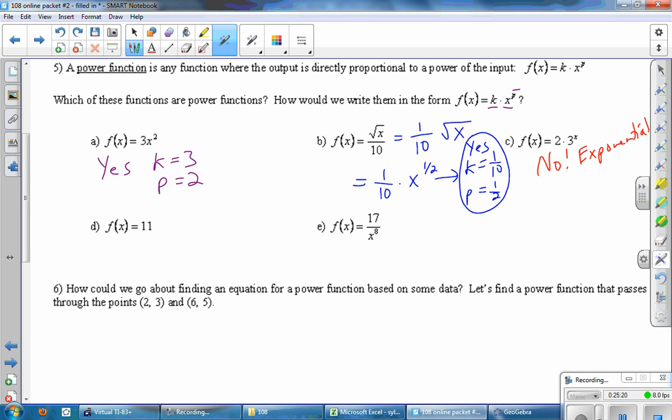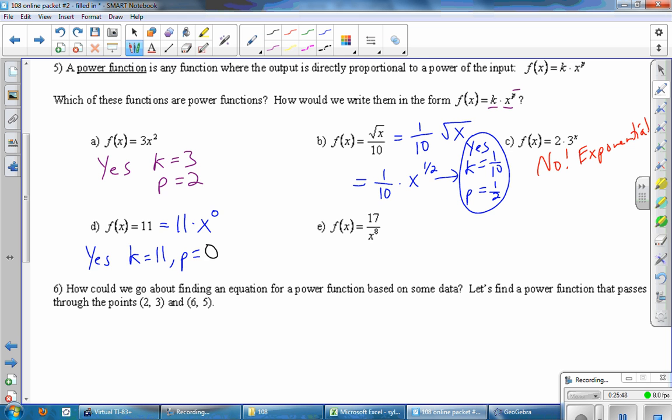Part D, f of x equals 11. Okay, does it look like a number times x to a number? Well, let's see. This is 11 times x to, is there any power I can put up there so that the x isn't really here? Yeah, I can put x to the 0. 11 times x to the 0, now it looks like a number times x to a number. So surprisingly, it's a yes. k is 11, p is 0.